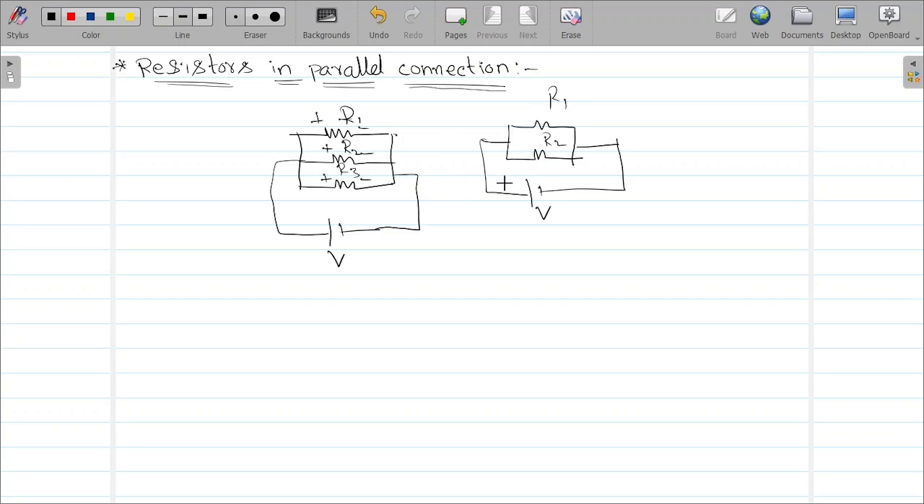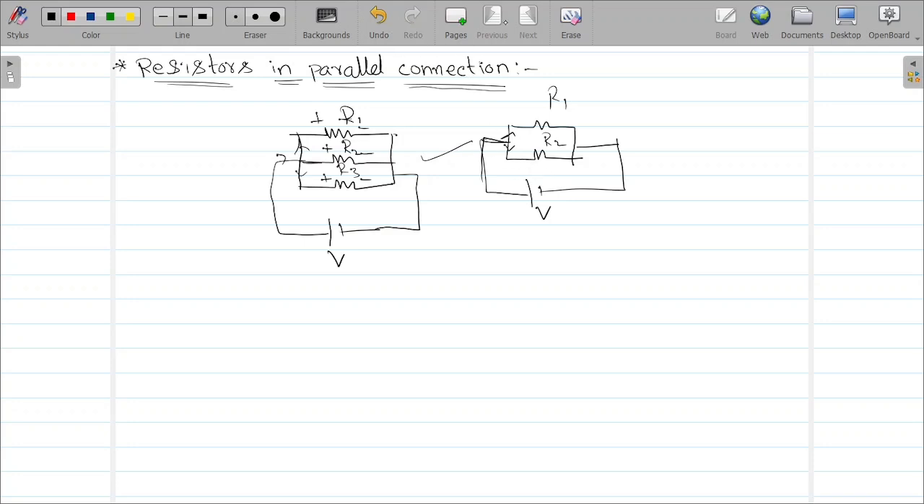I will give one hint here. A single wire is passing, and from this wire, two wires are separated. If two are separated, then this total connection will be parallel. That's all. Here, three are separated, parallel. If everything is in a single line, then that connection will be called a series connection. This connection will be a parallel connection.